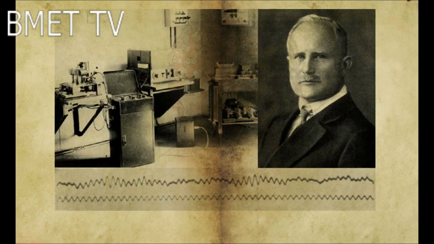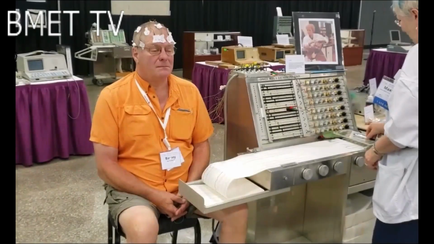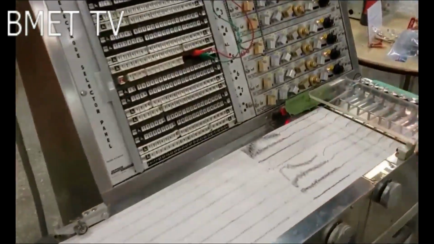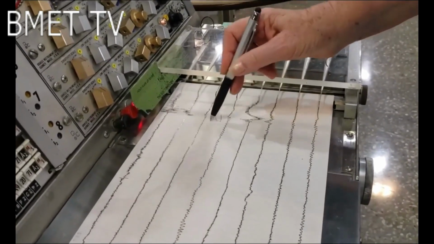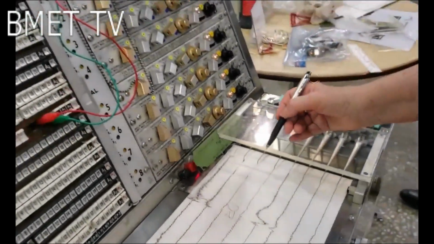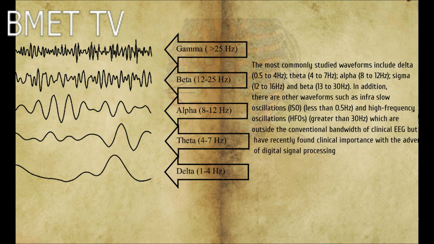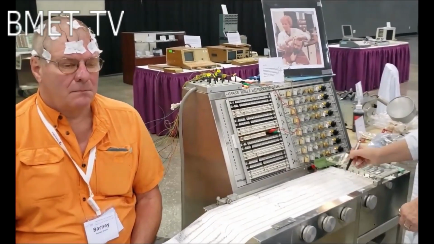Hans Berger was a German psychiatrist. He is best known as the inventor of electroencephalography, EEG, a method for recording brainwaves, in 1924, coining the name, and as the discoverer of the alpha wave rhythm, also known as the Berger wave. By 1928, Berger had prepared and adapted the necessary equipment to measure quality EEG that revealed distinct patterns of electrical activity waveforms depending on the physiological state, and by this time he was ready to make his discovery available to the public.